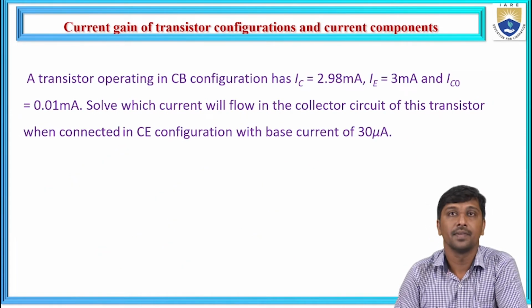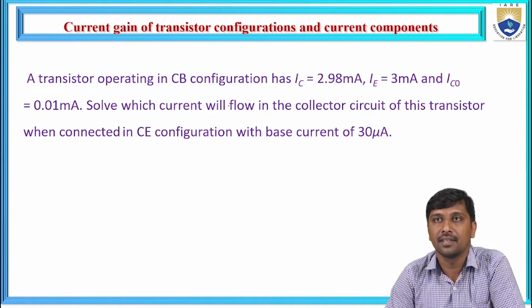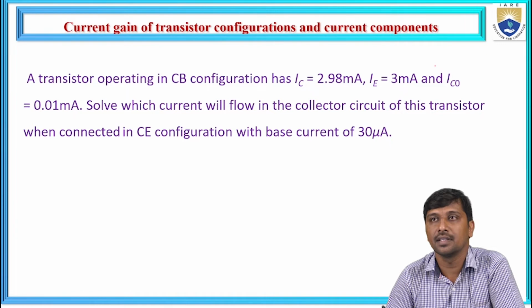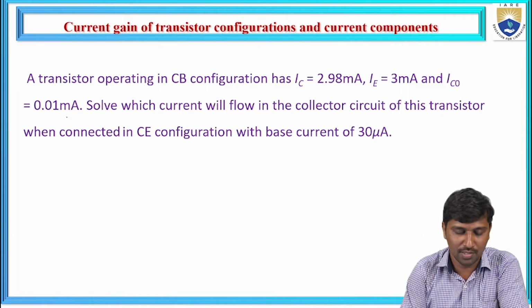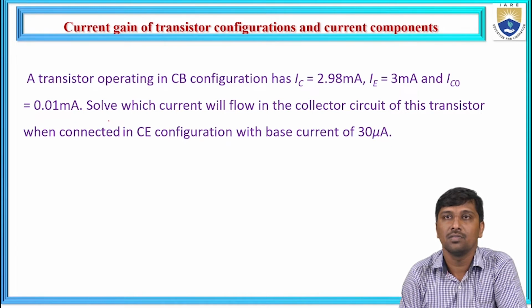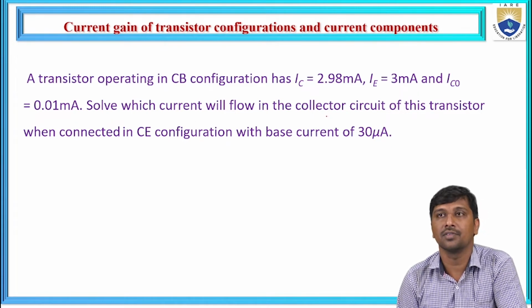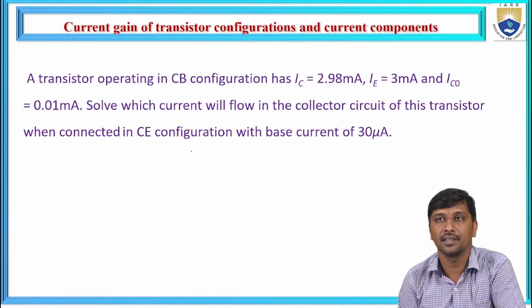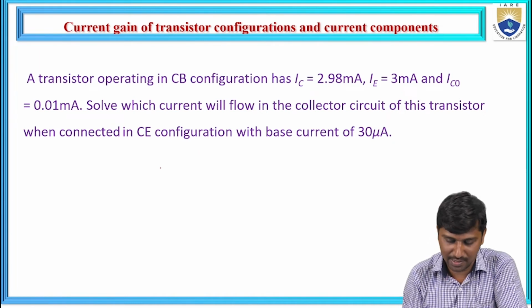Now the next question: a transistor operating in CB configuration has a collector current of 2.98 milliamperes, IE is 3 milliamperes, and ICO is 0.01 milliamperes. Solve which current will flow in the collector circuit of this transistor when connected in common emitter configuration with a base current of 30 microamperes. In this case, the given specifications are the collector current 2.98 milliamperes, the emitter current 3 milliamperes, and the reverse saturation current 0.01 milliamperes.